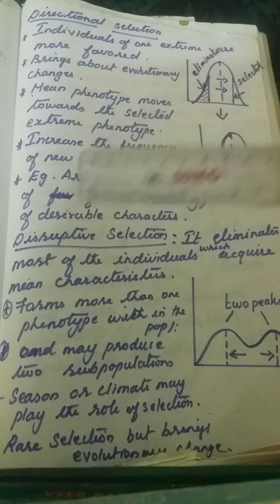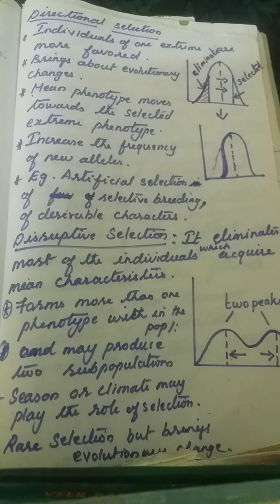The next one is disruptive selection. In disruptive selection, both the extreme ones are selected, whereas the mean ones are not selected and move towards either of the selected extremes. So within the population, two subpopulations can be produced.